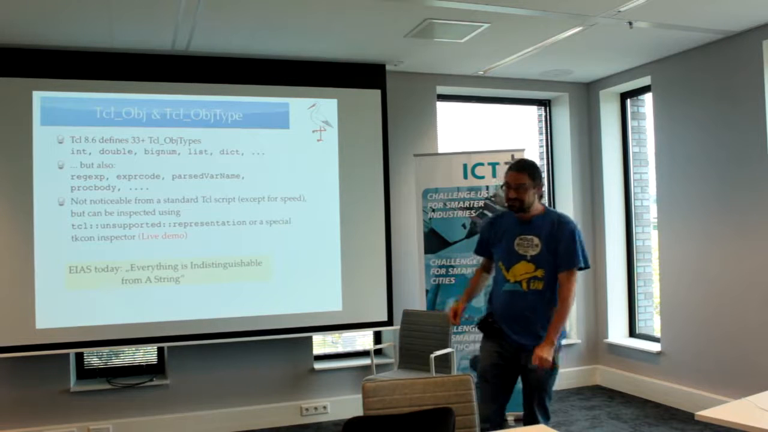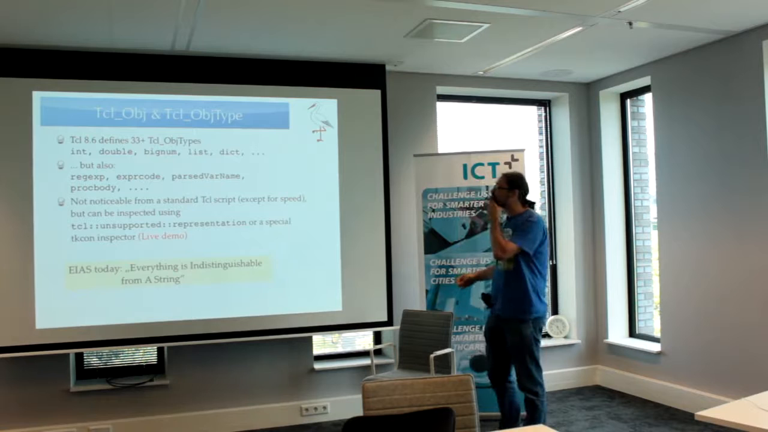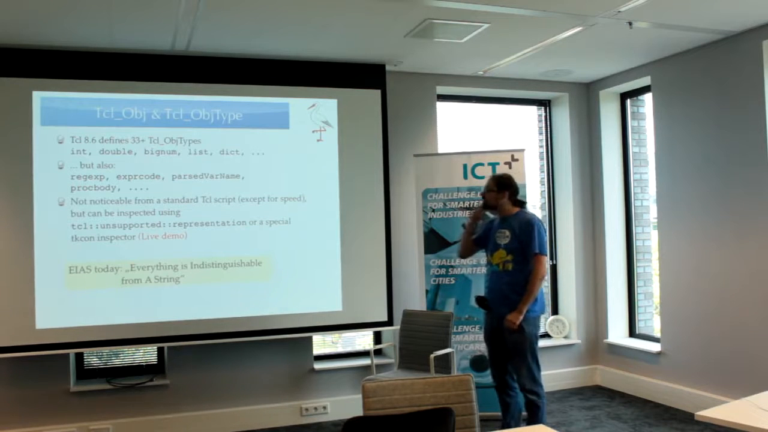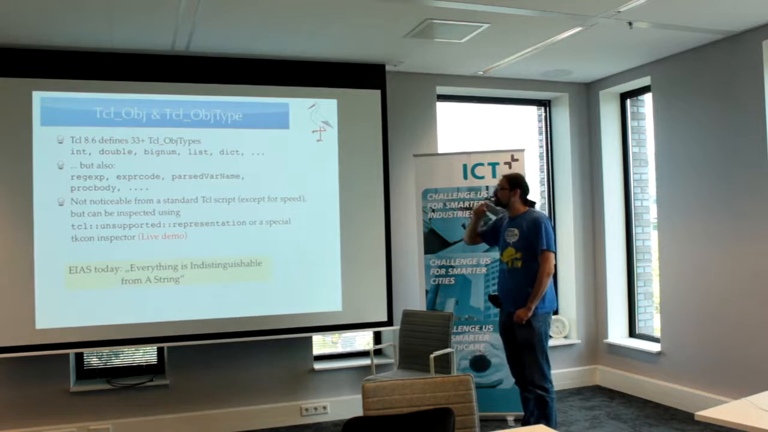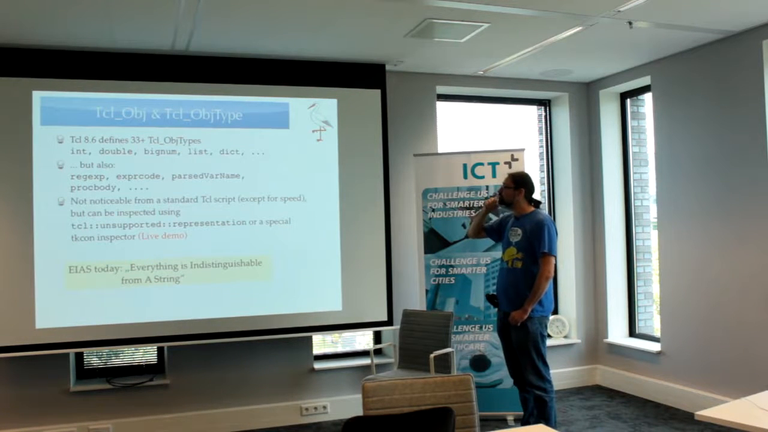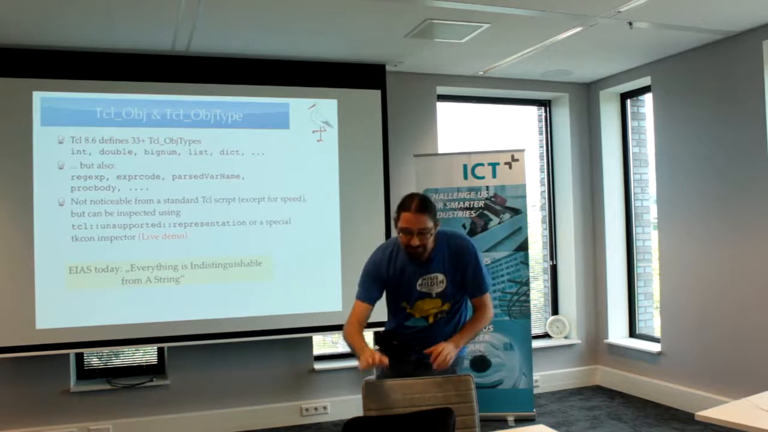So now the TCL core defines at least 33 of those TCL object types in 8.6. There are the obvious ones like integer, double, bigger numbers, list, dictionary. But there are also others like regular expression, expression code, parsed var name, and so on. And I will show you how that works in a live demonstration.